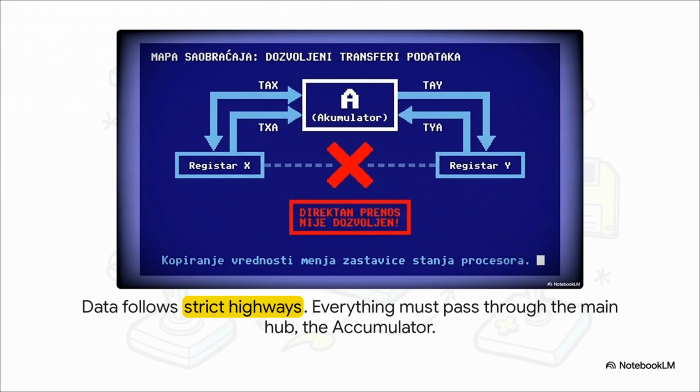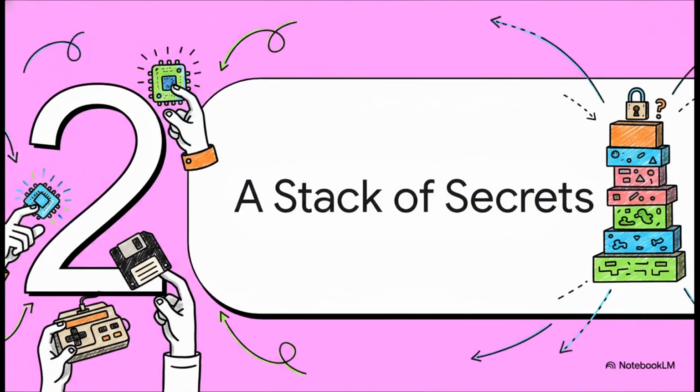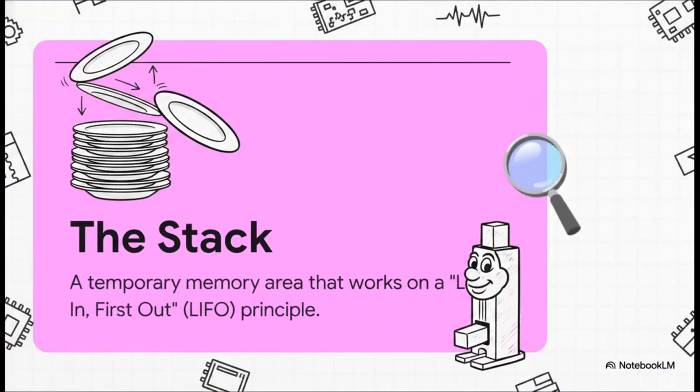So you've got three hands, but what happens when you need to juggle more than three things at once? Well, you need a place to put things down for a second. And for that, programmers had this incredibly clever tool called the stack. The stack is basically a temporary holding area. And honestly, the best way to think about it is like a stack of plates or maybe a Pez dispenser.